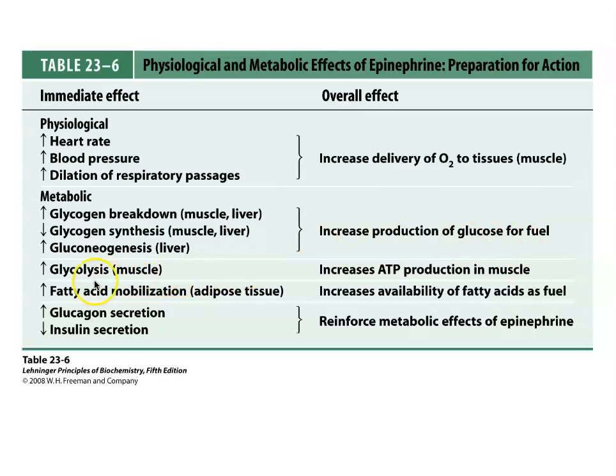At the same time, the glycolysis in the muscles is increased. Again, why? ATP production that is used where? In muscle contraction. Glucagon secretion will be increased because what is the purpose of glucagon? It is to increase blood glucose. So that's why glucagon is increased. Insulin is decreased.